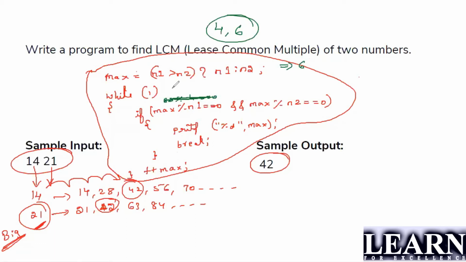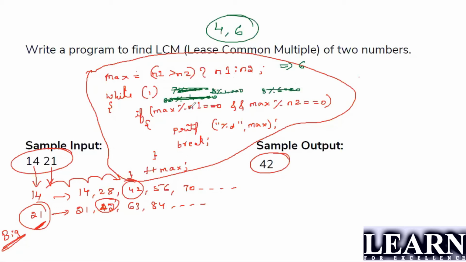Now it is 7. 7 modulus 4 equals 0? No, it will not satisfy. I'll make it 8. 8 modulus 4 equals 0. Yes, it is satisfied. Next, I'll check 8 modulus N2, which is 6. Is it equal to 0? No. Next, I'll come down and increment the max.